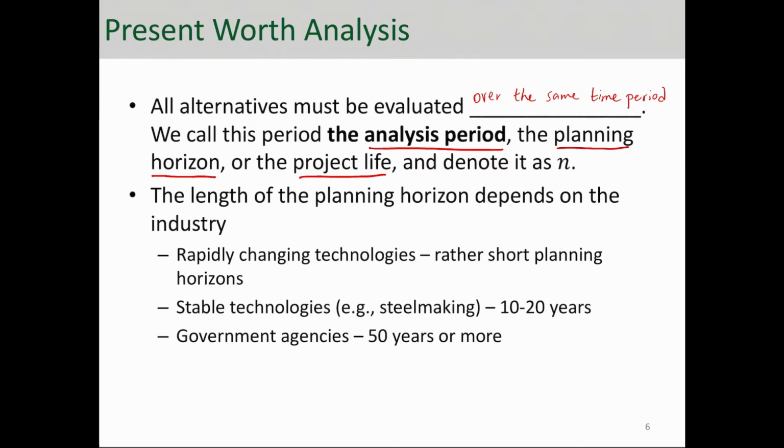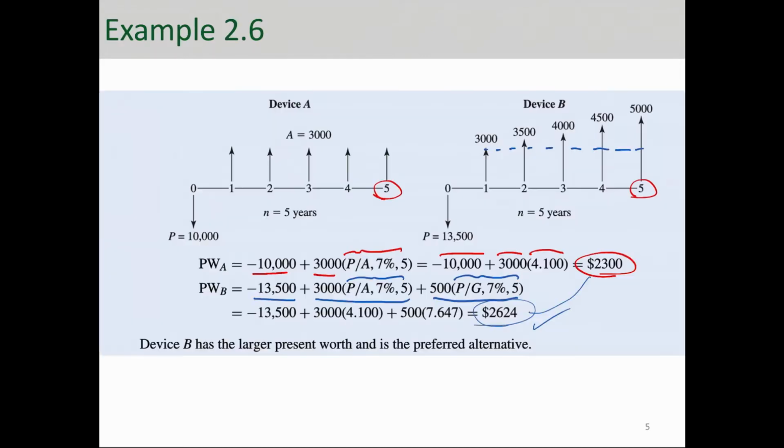But then we have stable technologies or industries such as steel making, for example, and in those situations, investments are compared to each other over a longer planning horizon, 10 to 20 years. And if it's government agencies that invest in major projects with longer lifetimes, the analysis period can be 50 years or more. Well, on a good day, when you're comparing multiple alternatives and all the information is given over the same time period, it's perfect.